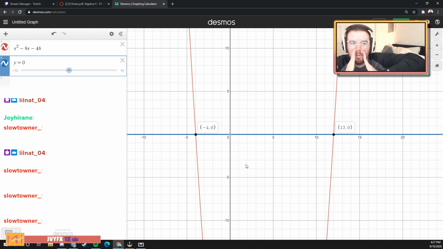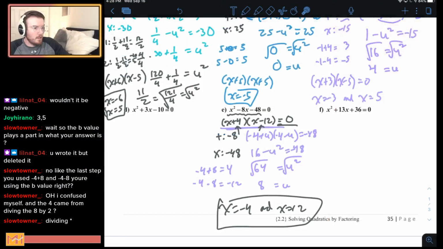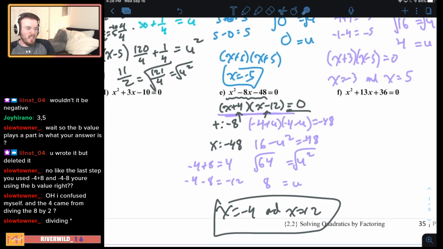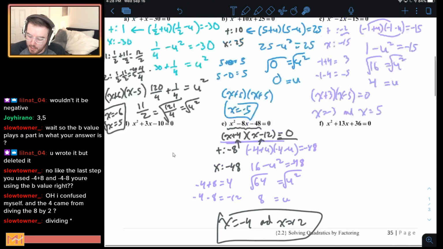Desmos still works, people. Desmos still works. And the 4 came from dividing the 8 by 2. Yes. -4. The -4 came from dividing the -8 by 2. Desmos still works. Let's look at another one.